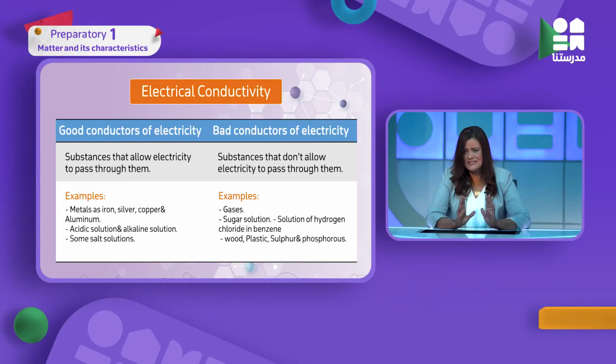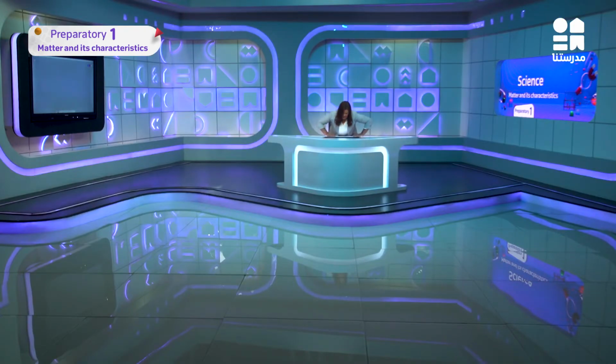What about the other substances which don't allow electricity to pass? Gases, of course, cannot conduct electricity because air doesn't allow electricity to pass through it. Nobody gets electrocuted from the air. What about sugar solution? When we experiment with it, it doesn't allow electricity at all. What about another chemical solution like hydrogen chloride in benzene? It doesn't allow electricity. Let us see whether other substances conduct electricity or not.